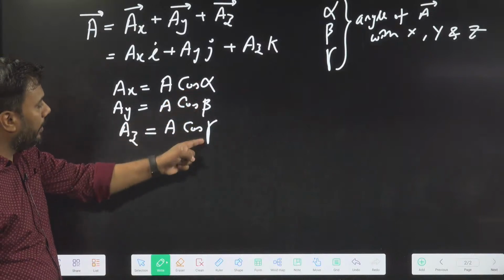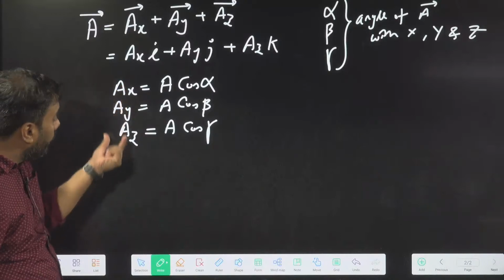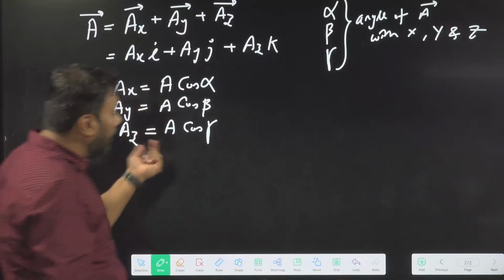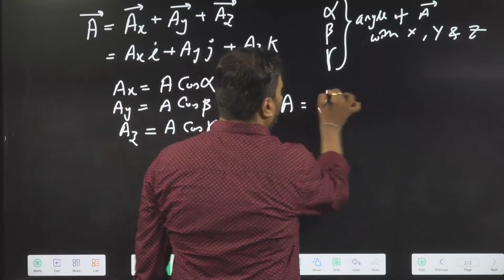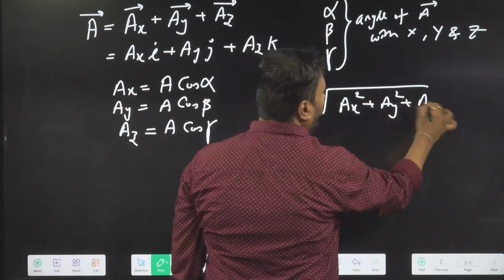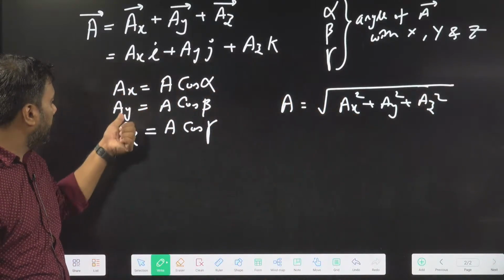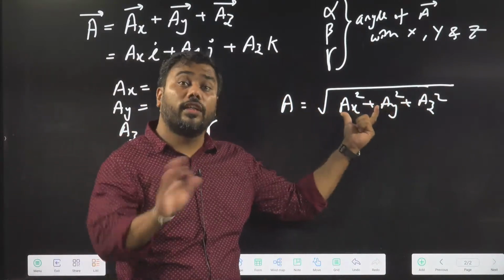So if you know alpha, beta, gamma and the length of the vector, I can find ax, ay, az. If I know ax, ay, az, then I can calculate the length of the vector. The length of the vector is given by root over ax square plus ay square plus az square.